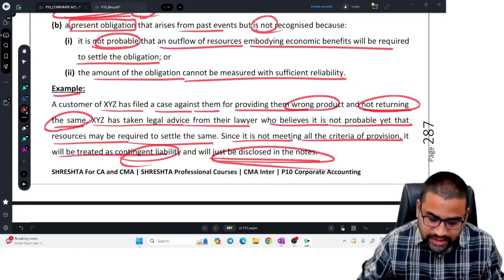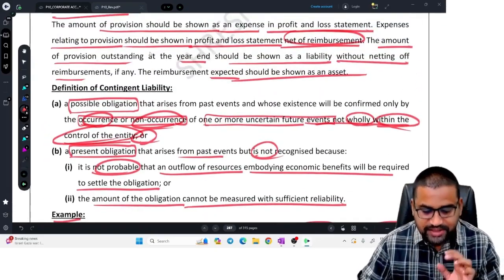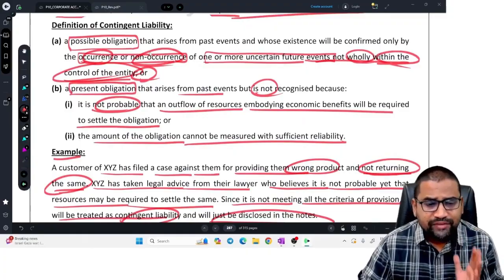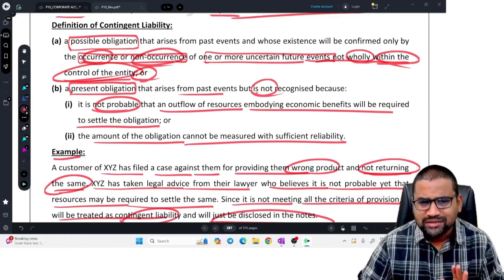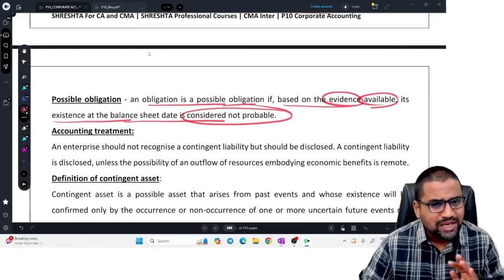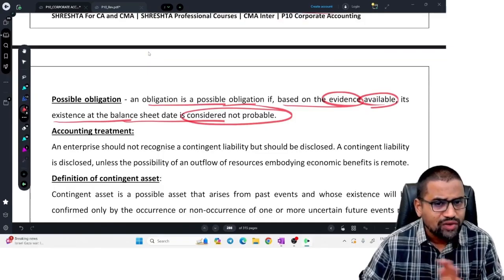So, what is a contingent liability? See, from a business point of view, think: based on the evidence available at the balance sheet date, is there an obligation? No sir, no present obligation sir. Then don't recognize it as a liability, it is a contingent liability. Sir, based on the evidence available, there is an obligation, but it does not result in an outflow of resources. We are not required to pay anything to settle it.